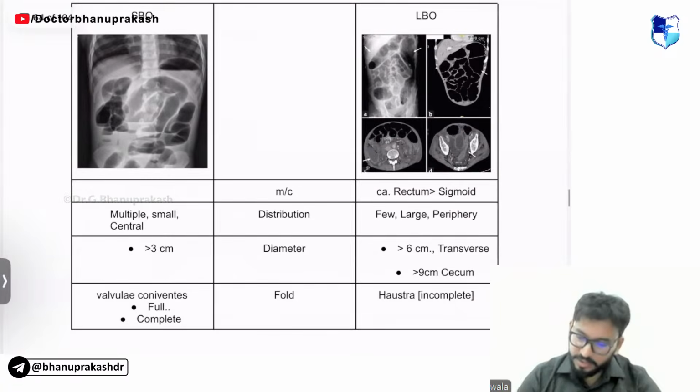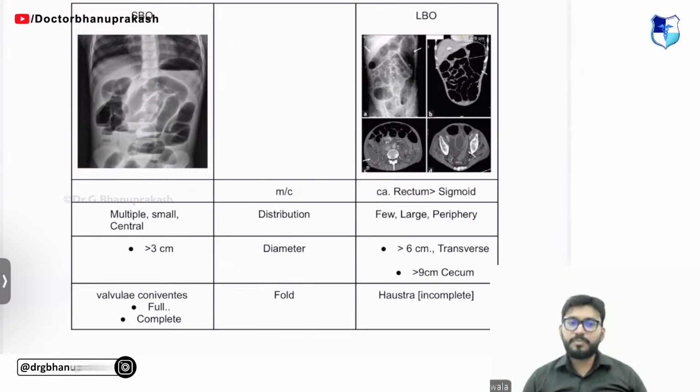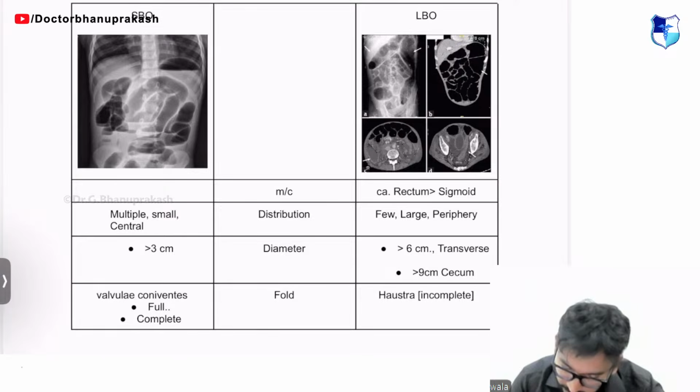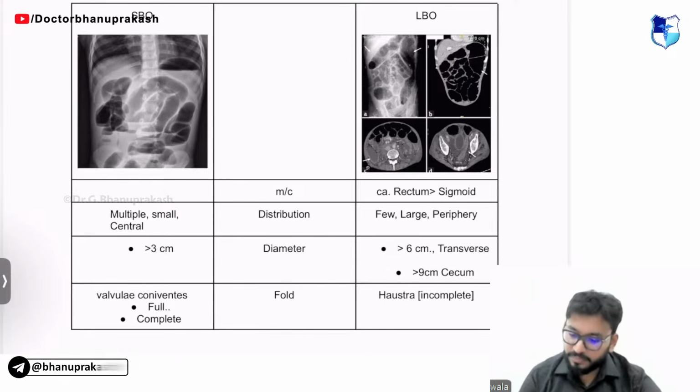small bowel obstruction versus large bowel obstruction, guys. Small bowel obstruction: multiple, small, and central is the distribution.